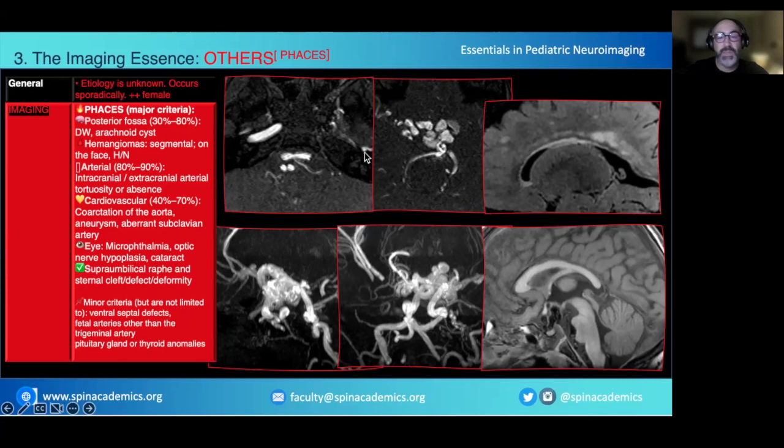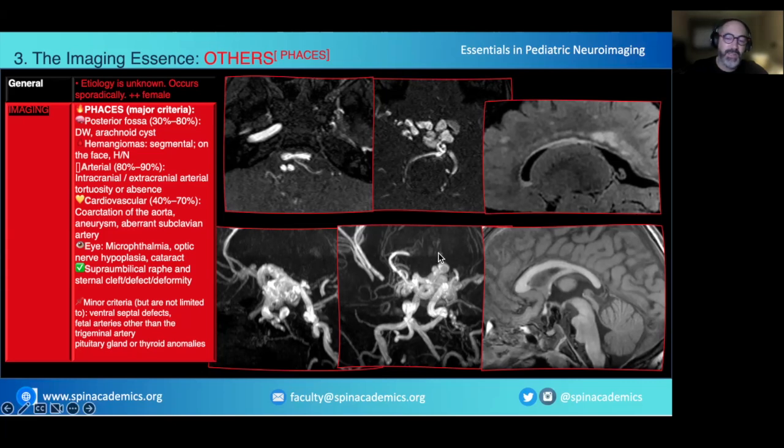In this case, you can see that there's no left internal carotid artery, completely absent. And look at this angiomatous aspect of this intracranial vessel. It's very difficult to define where is the anterior cerebral artery, the posterior, or the middle cerebral artery. Very, very difficult.